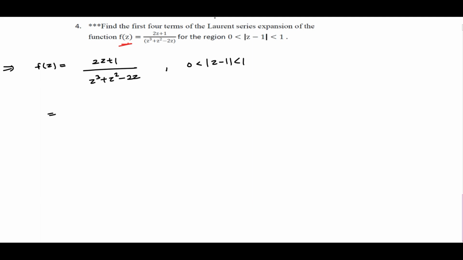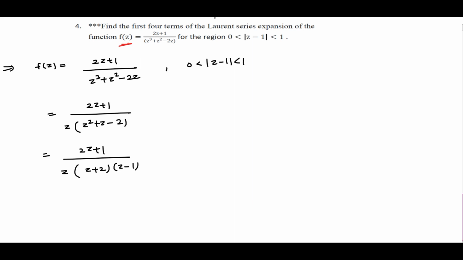So this can be written as 2 times (z plus 1) over, taking z as a common factor, z square plus z minus 2. Again this can be written as 2 times (z plus 1) over z times (z plus 2) times (z minus 1).